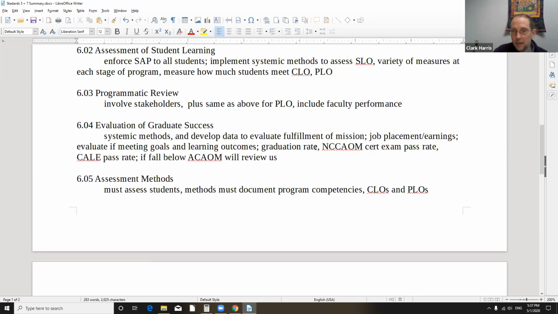Our graduation rate. How much success we're having in both the NCCAOM certification exam as well as the California licensing exam. If we fall below, ACAOM will review us. So we need to make sure that we're holding these standards.